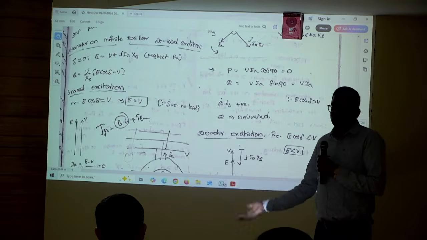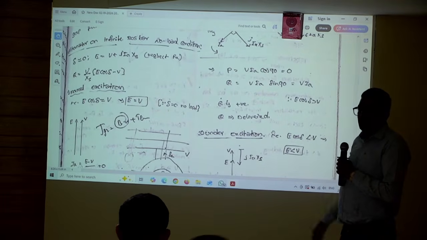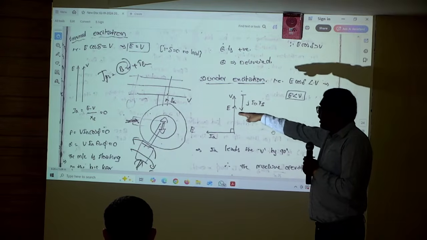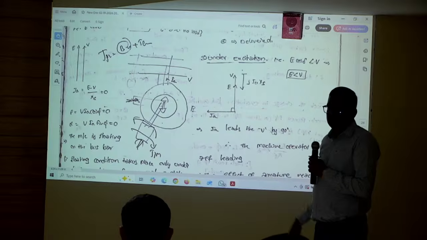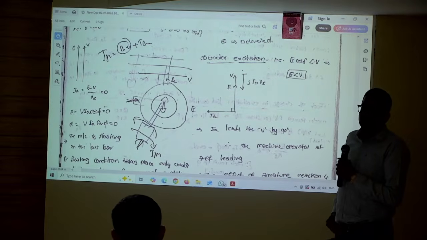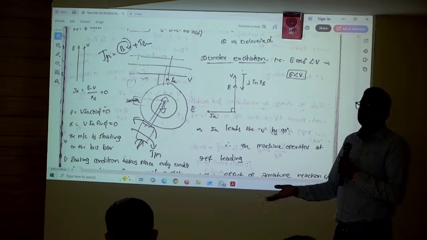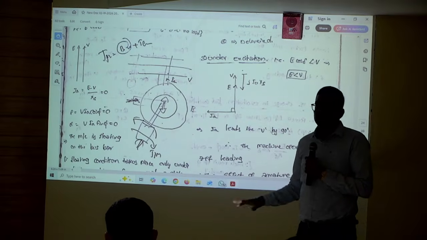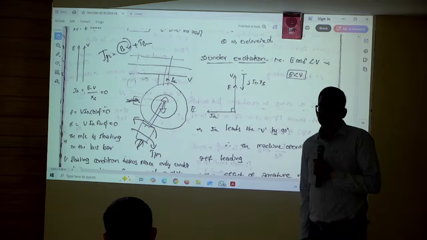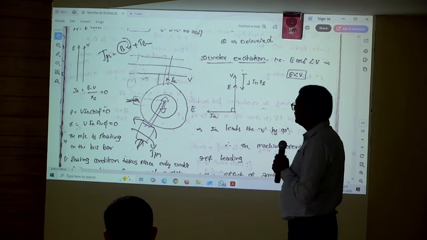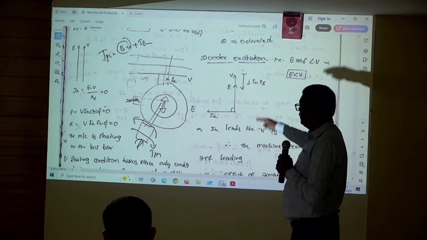Is there any power flow? No. When there is no voltage difference, there is no current Ia. When there is no current itself, there is no concept of active or reactive power. The machine is called floating under this condition. Next.